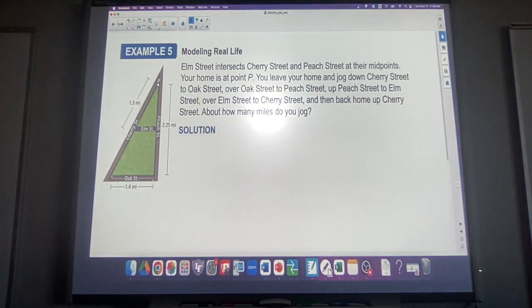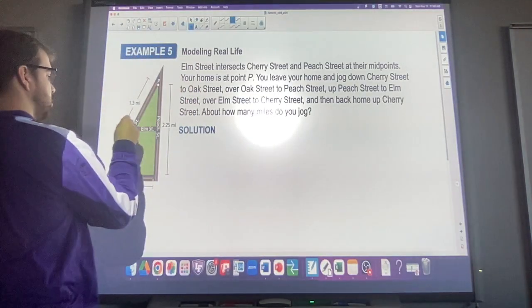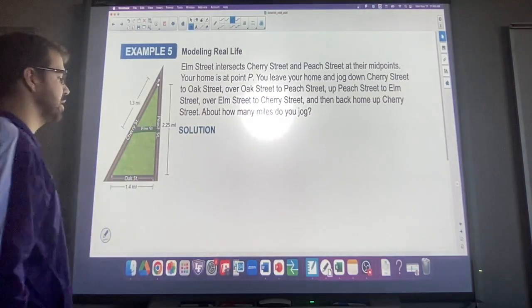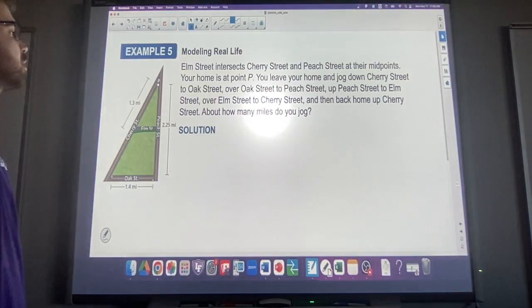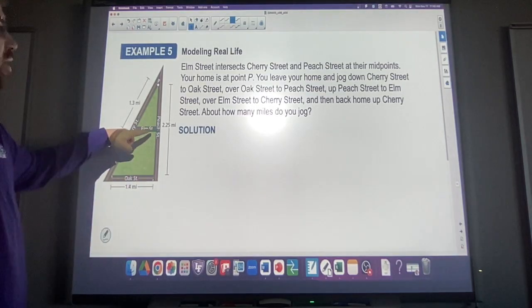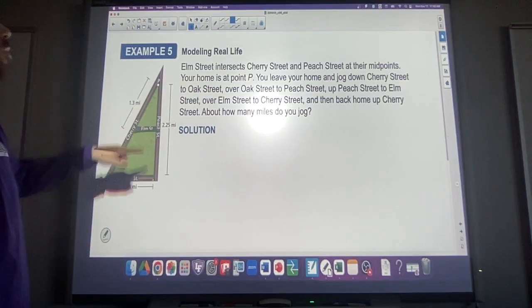All right, let's read. Elm Street intersects Cherry Street and Peach Street at their midpoints. Okay, so they're saying that this Elm Street is a mid-segment. Okay, so we can use all those same properties. All right, so that's Elm Street is a mid-segment. Midpoint speed. You leave your home and jog down Cherry Street.